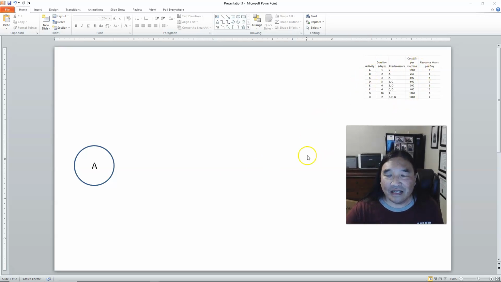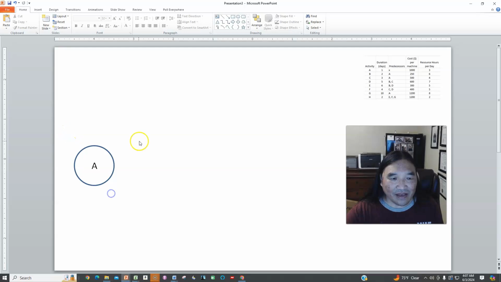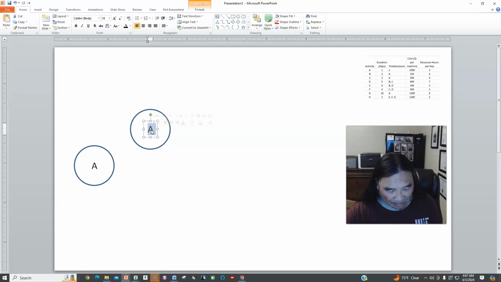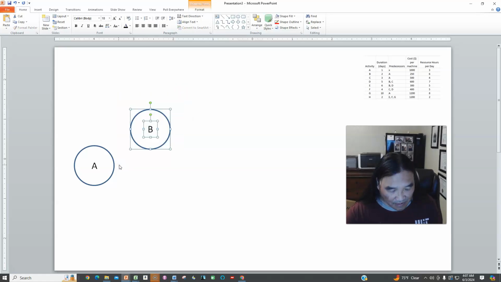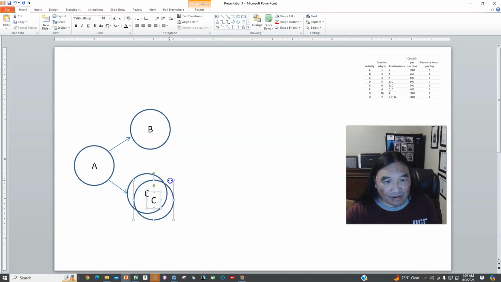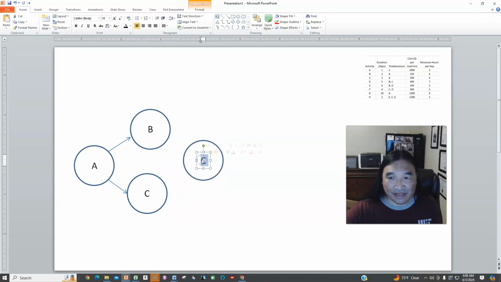For example, if I have a table like this, they ask me for a network diagram. All I need to do is go through each of these and figure out how they're related. So it starts with A, and then I find out that B and C are directly related to A. And then what do they say about D? Well, D's diagram is B and C.